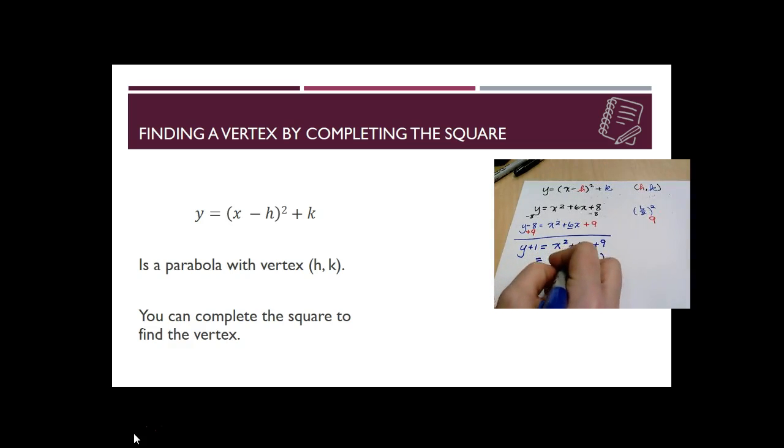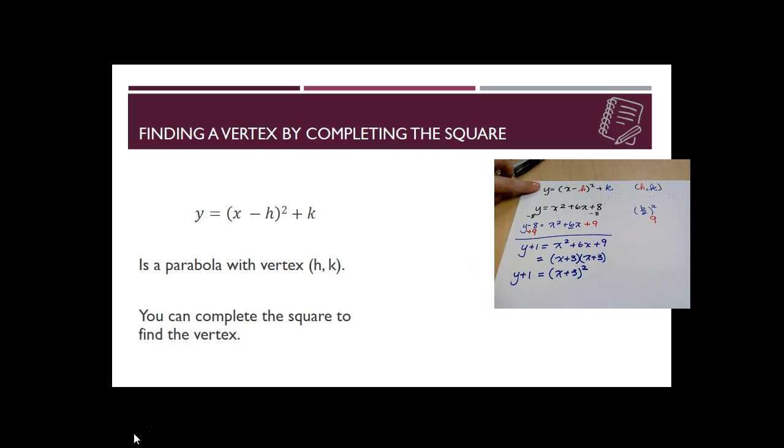It should be x plus 3 times x plus 3. 3 times 3 will give me 9. 3x plus 3x will give me 6x. So I'm going to rewrite that one more time to make it perfect. You get it? It's already a perfect square. Come on, guys, I'm a little funny. So it'll be y plus 1, which just carried down from the top, equals x plus 3 squared.